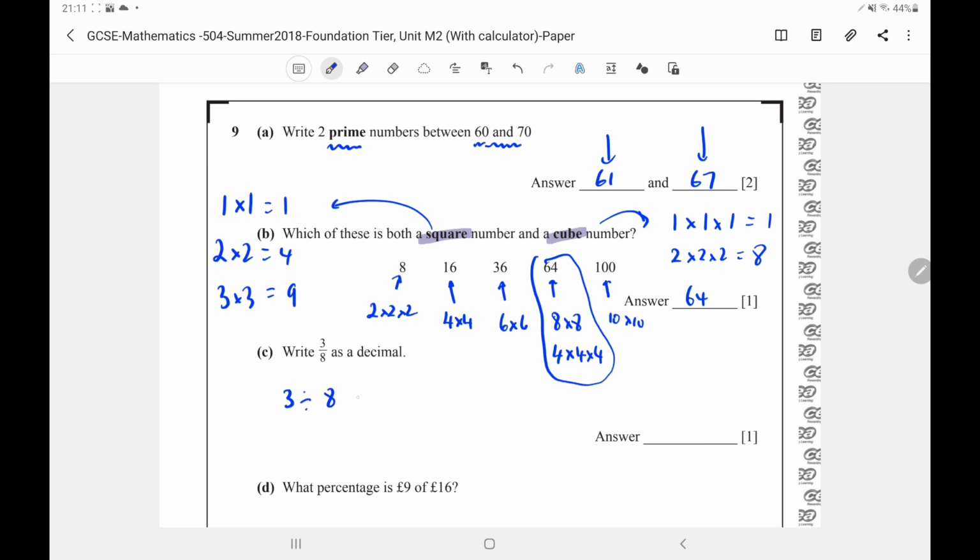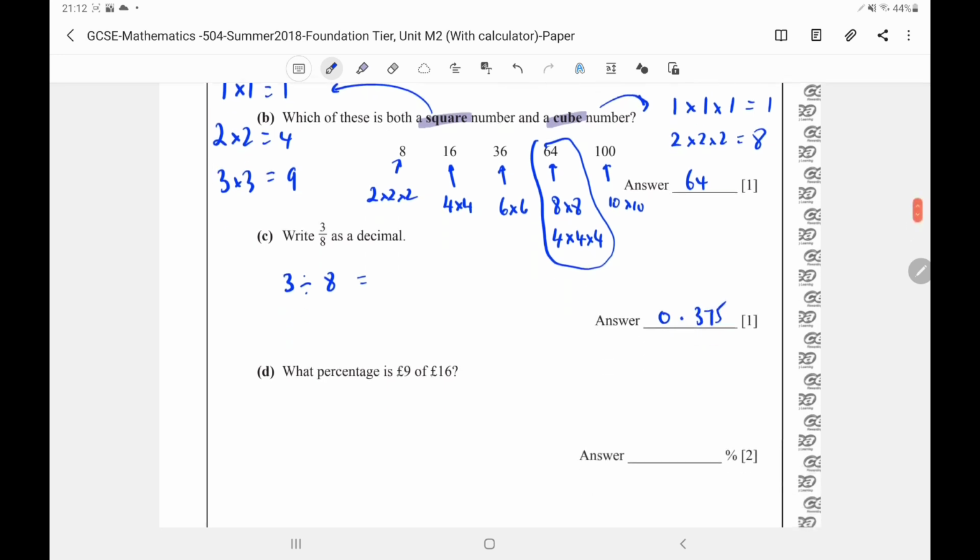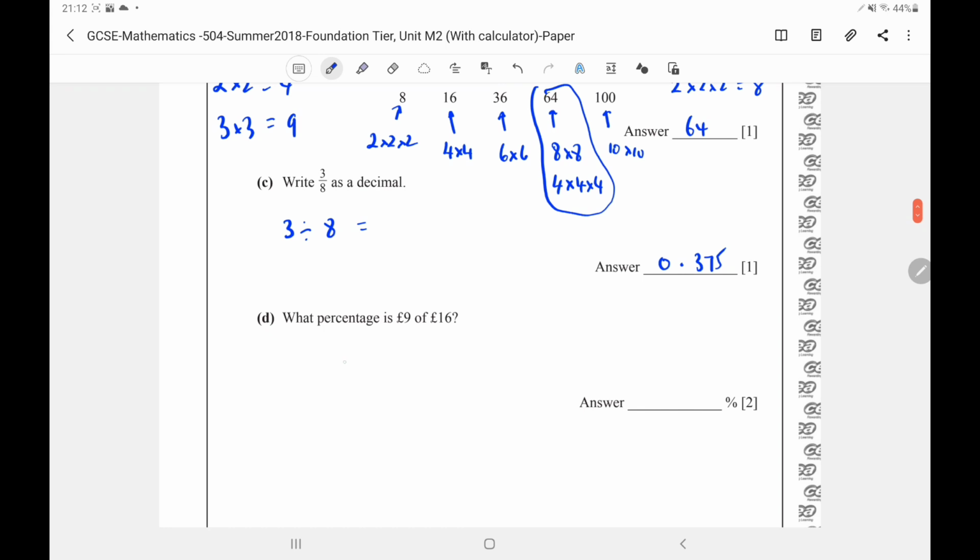3 eighths as a decimal. Next question, you'll just do 3 divided by 8 in the calculator. And then hit SD. When you get 0.375.